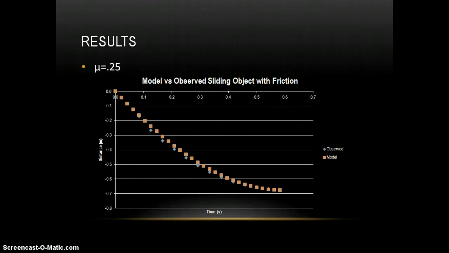Here we have the results of the lab. You can see the calculated coefficient of friction on top is 0.25, and here we have the two graphs plotted next to each other, the observed in blue with the model in red, and you can see that they are rather closely correlated. They overlap at the beginning and the end with only a slight variation in the middle.